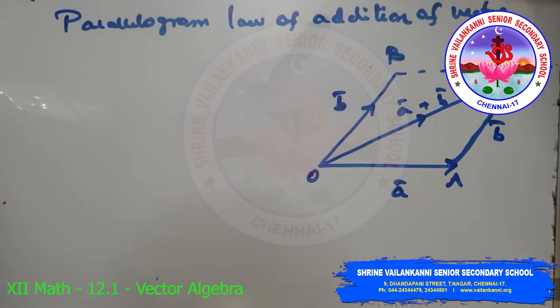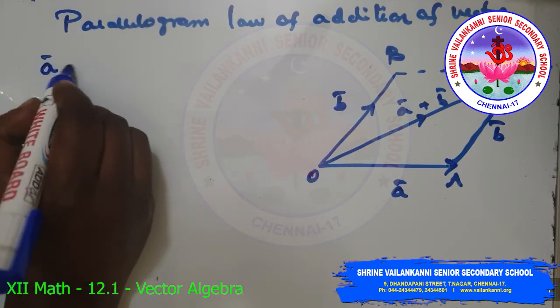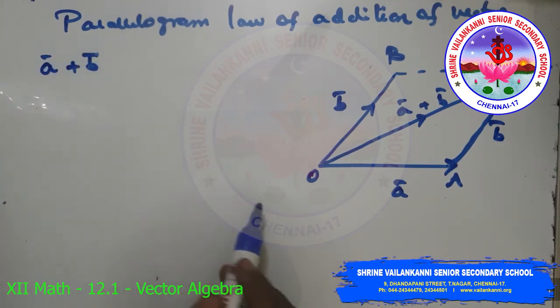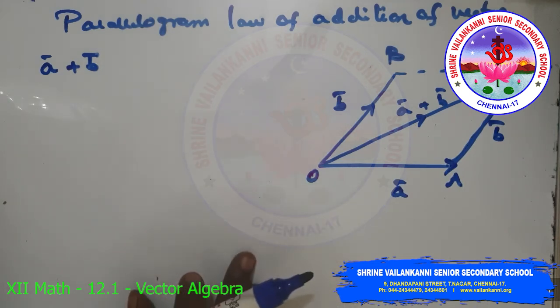So next one is the parallelogram law of addition of vectors. If we have two vectors A and B represented by the two adjacent sides of a parallelogram in magnitude and direction, then the sum A plus B is represented in magnitude and direction by the diagonal of the parallelogram through the common point. This is known as the parallelogram law of addition of vectors.